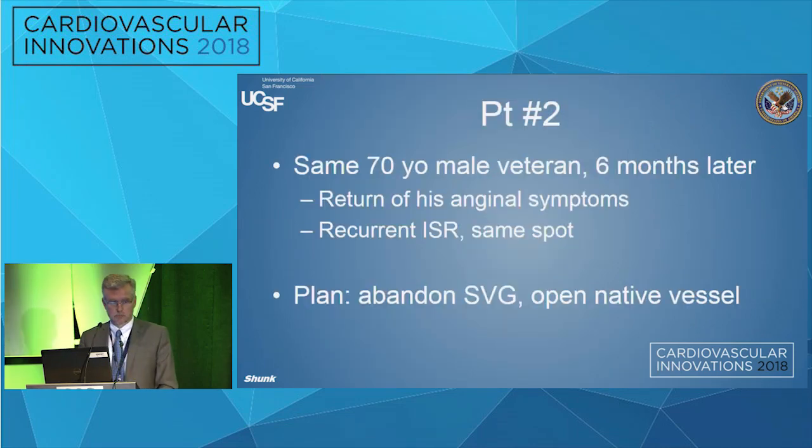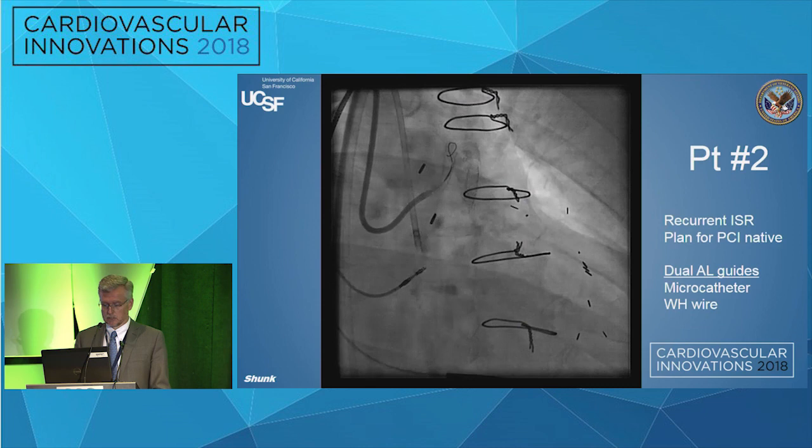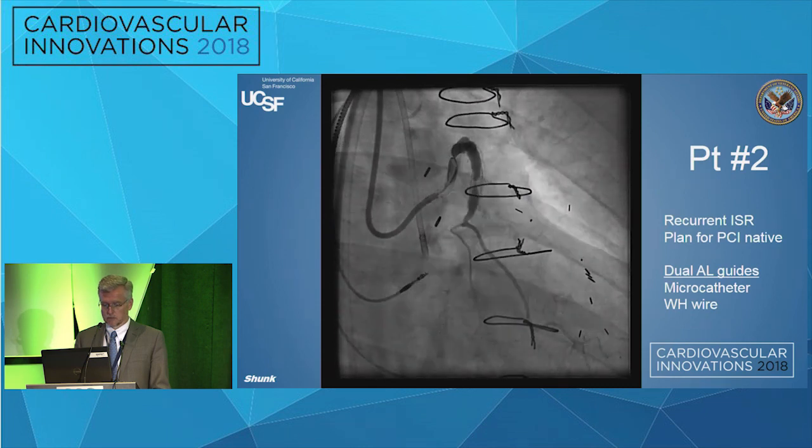So the same patient, 6 months later, comes back with return of his symptoms. Turns out he has recurrent ISR in the same exact spot. So this time, we didn't want to be bitten twice by that same vein graft, and we decided to abandon the vein graft and open the native vessel, but use the vein graft to our advantage.